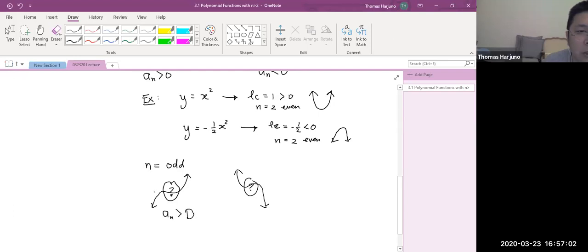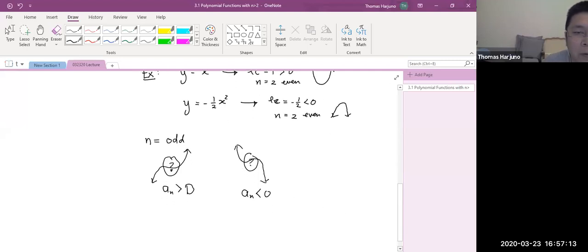It will give us this shape here. And if the leading coefficient is negative, it will give us top bottom. Okay, now if you remember the case of, for example, x cubed, or actually you don't need x cubed, you can just look at a linear equation. Let's say y equals 2x minus 3.